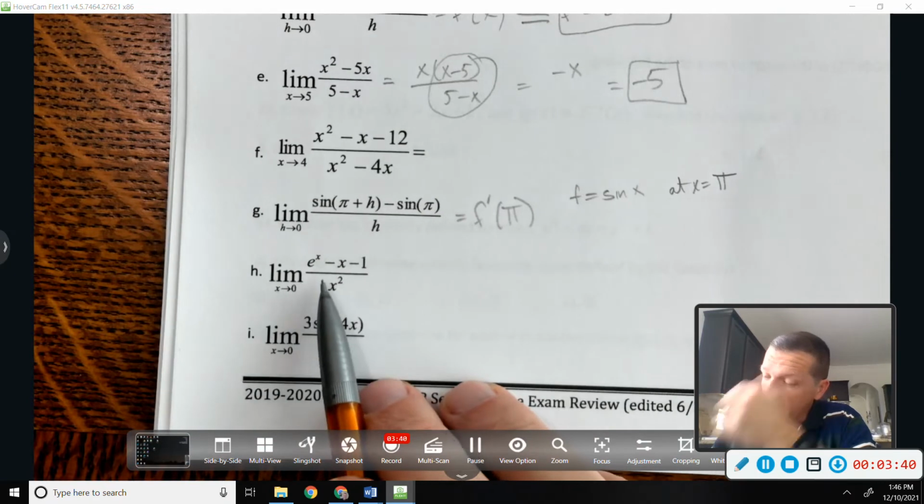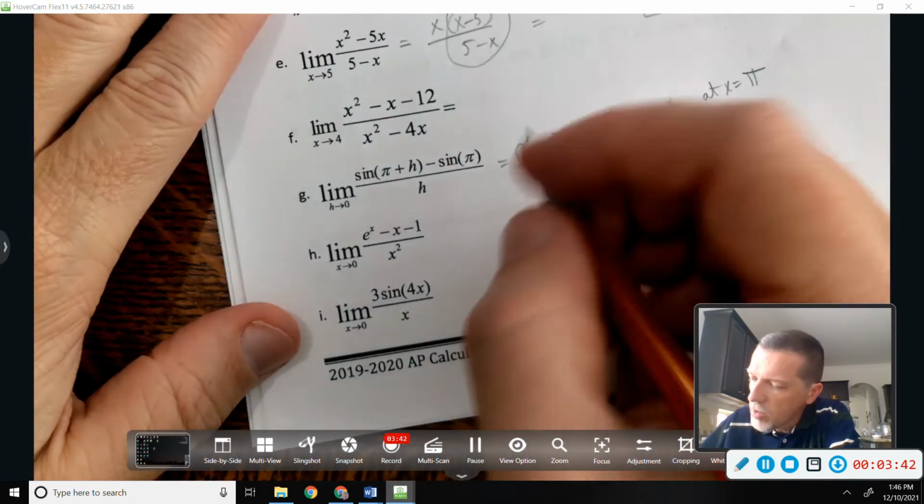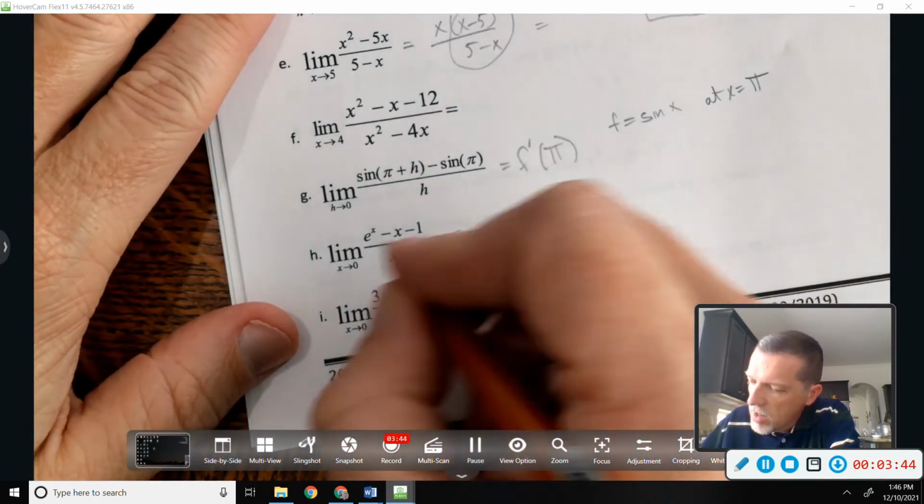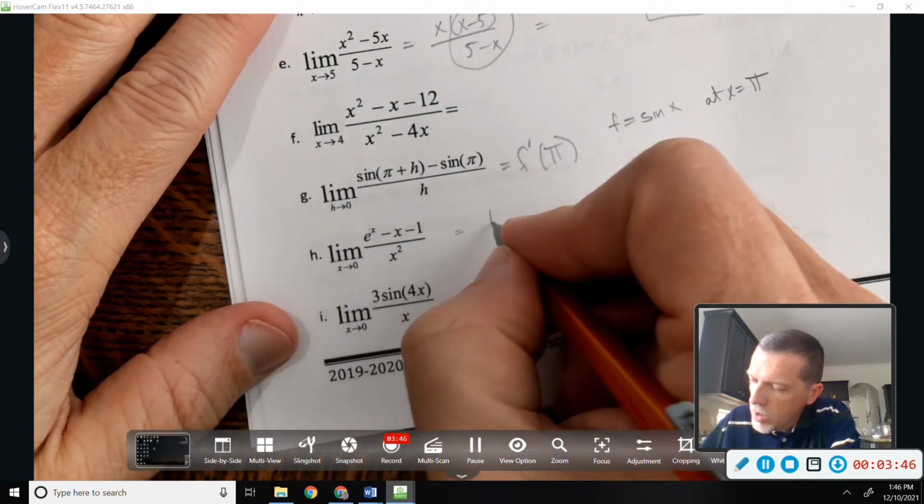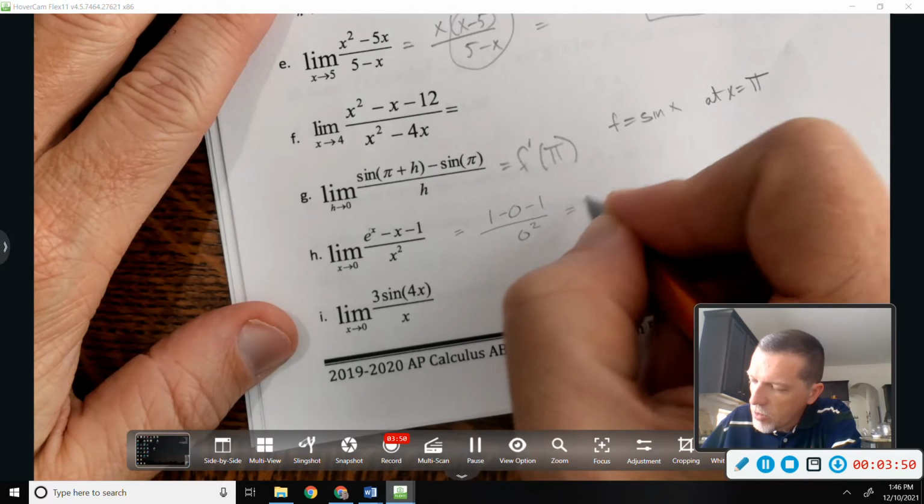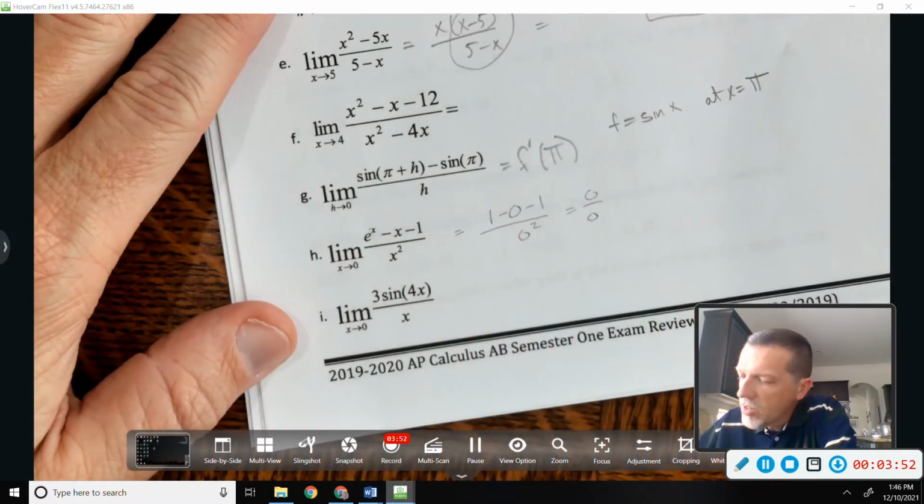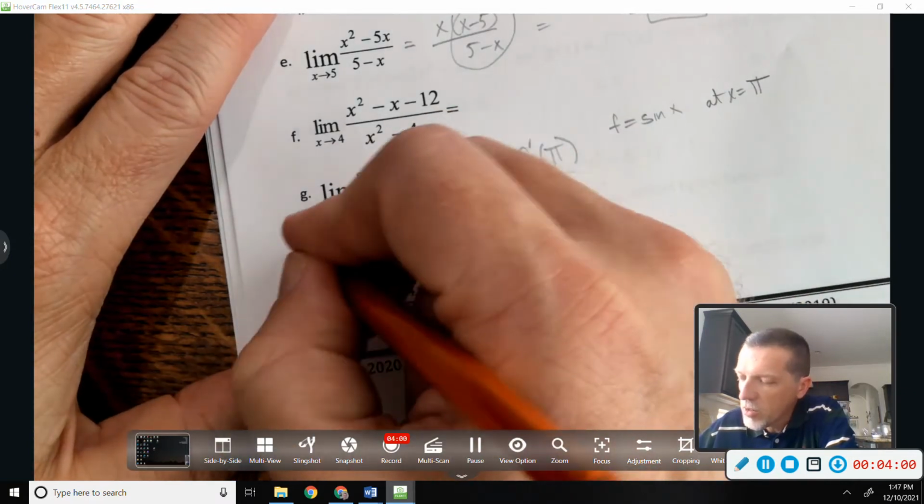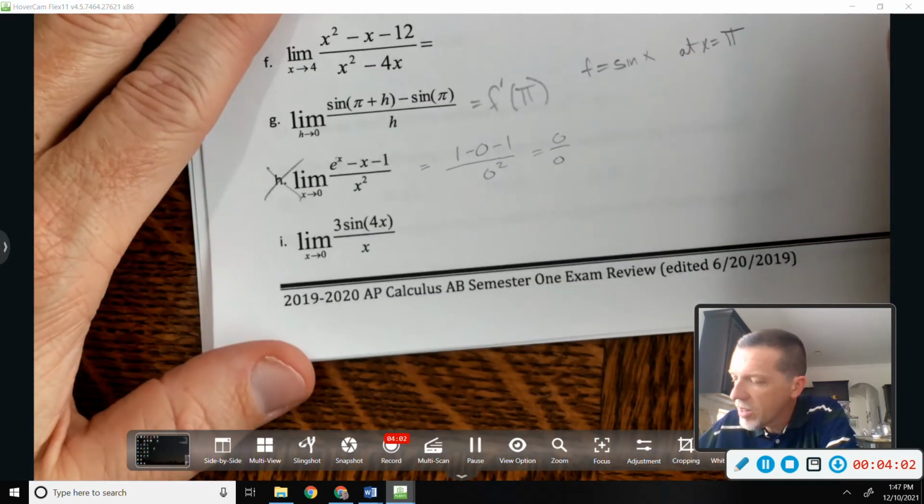H looks different with that e to the x in there. Let's plug in 0 and see what happens. E to the 0 is 1, minus 0, minus 1 over 0 squared. 0 over 0 is no good. I think this is a L'Hopital's rule, which we haven't done yet. So here's your bonus for watching the video. You know how to do that one.